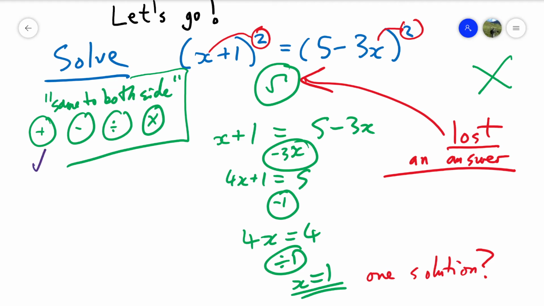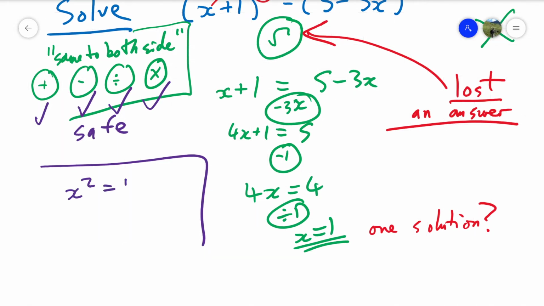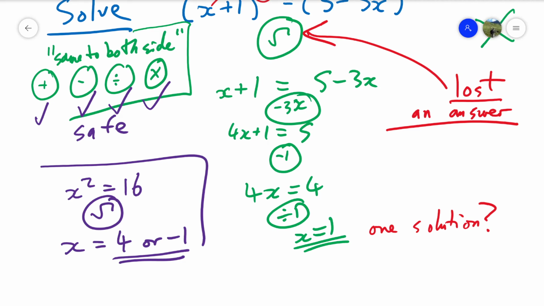You're not likely to lose an answer if you add to both sides, minus from both sides, divide on both sides, or times on both sides. They're fine, they're safe. And a lot of other things are safe. But let's not go around square rooting both sides just casually. It's not always a great thing to do. For example, suppose you've got x squared equals 16. If you square root both sides, we always do this, don't we? We say x equals 4 or minus 4. And that's because we know we just lost an answer if we don't write them both.